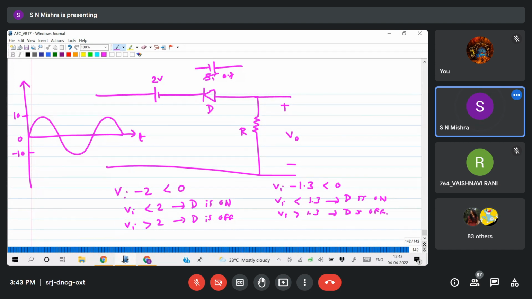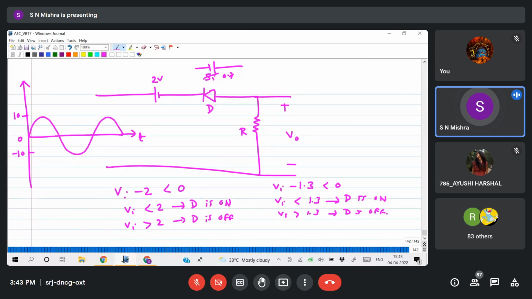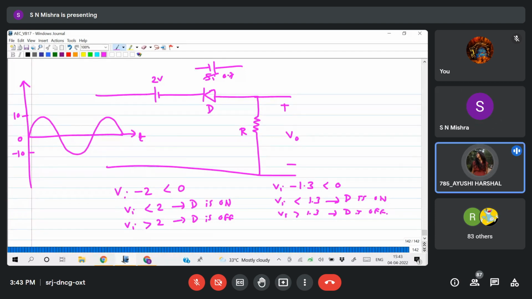Anyone solved? So from 1.3 to minus 3. No, how will the graph look like? Means from where to where it will cut? Tell me. So from 1.3 to minus 3. 1.3 to minus 3.